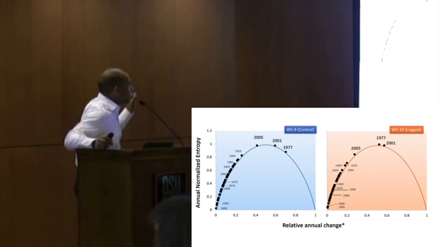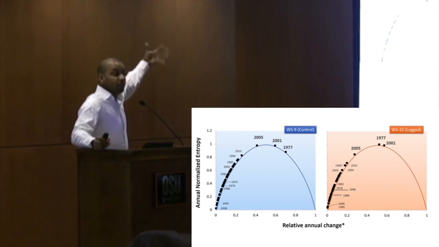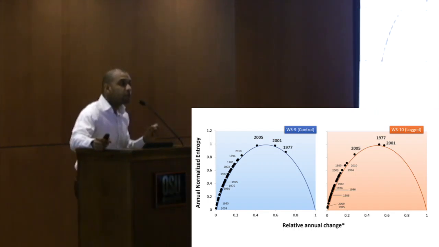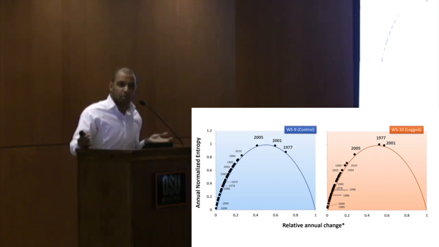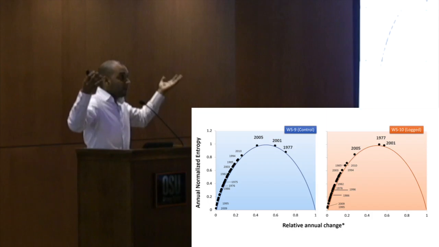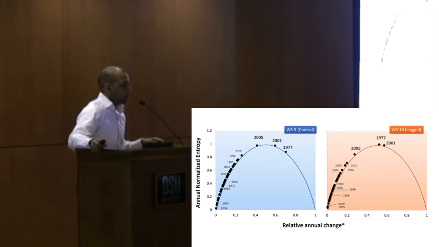But I got interested in the ones that are at the top, when the coin is flipping in the air. What is going on there? Well, it turns out that these years are droughts. So how is it possible that during droughts you can have that amount of variability? How can this watershed be so uncertain during droughts?